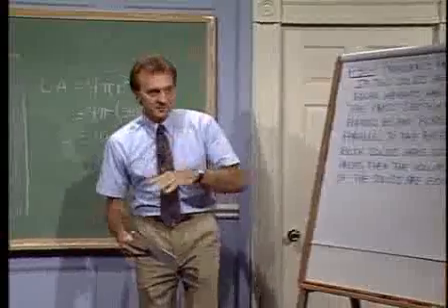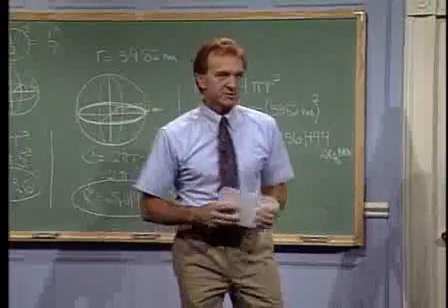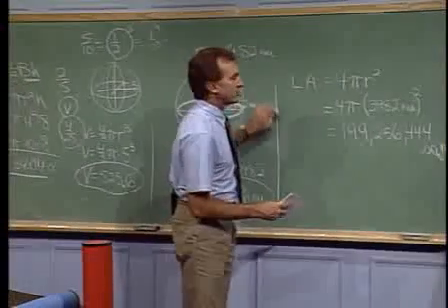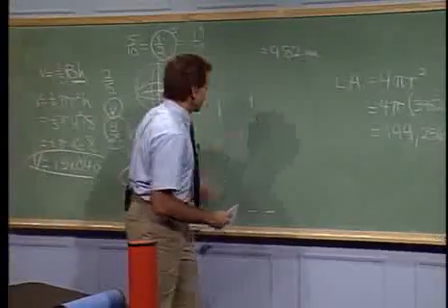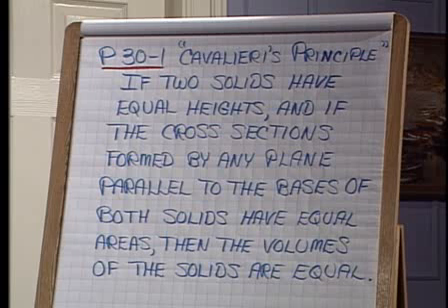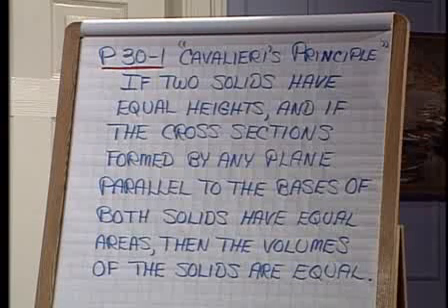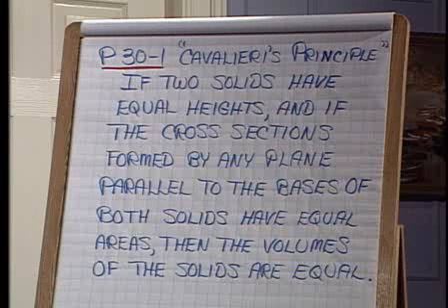We're going to end up with a postulate. We started out with postulates, which gave us statements that we can accept as being true with common sense, without any kind of necessary proof. And now we're going to end up with a postulate. Cavalieri's principle says that if we have two solids of equal heights, and if the cross-sections formed by any plane parallel to the bases of both solids have equal areas, then the volumes of the solids must be equal as well. Now it says two solids.